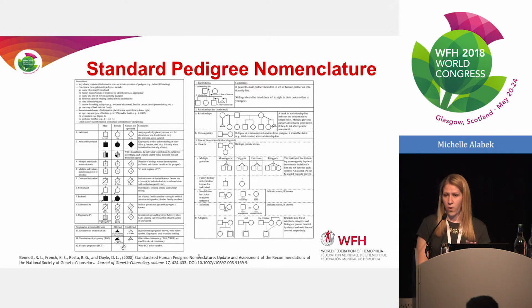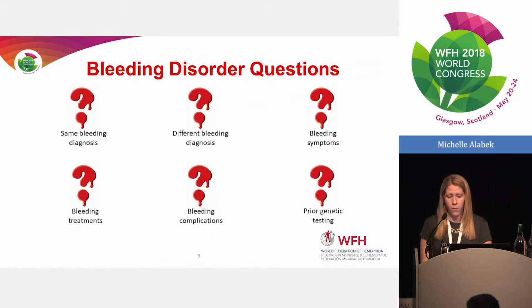There's very specific ways to draw these things so that when you're taking the history and someone else picks that picture up, it means the same thing to them. So I would encourage you to look this resource up and familiarize yourself with the standards that are recommended. When you're targeting the history to the bleeding disorder aspect in the family history, some questions to ask.